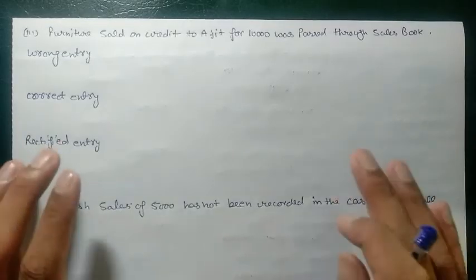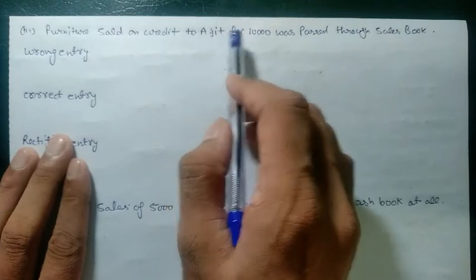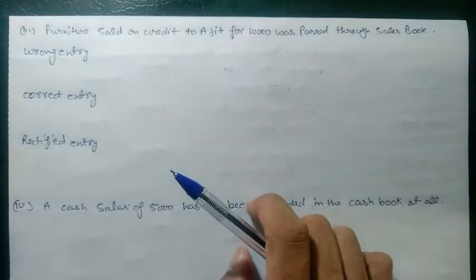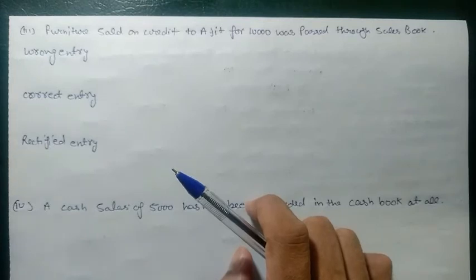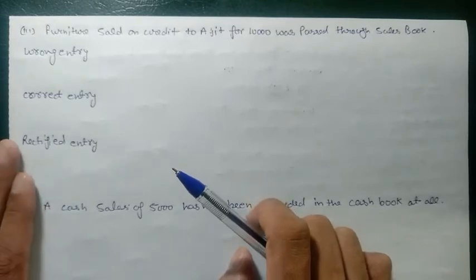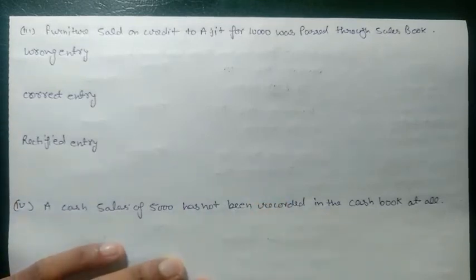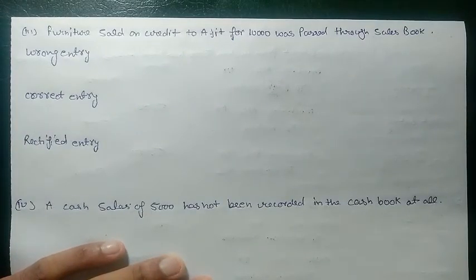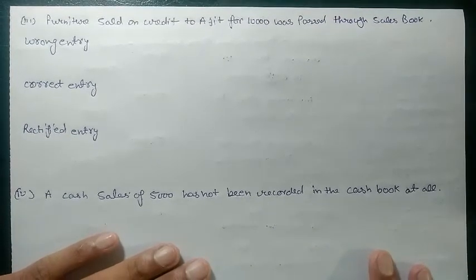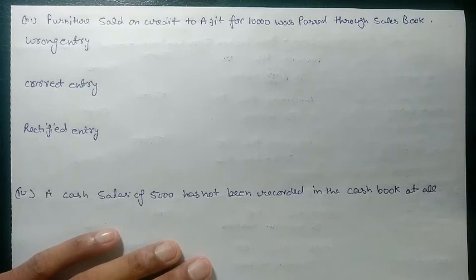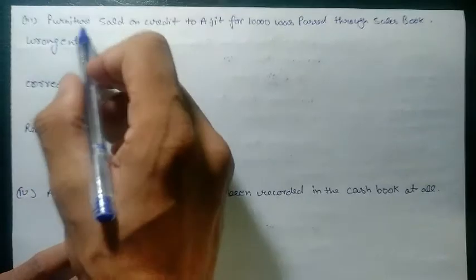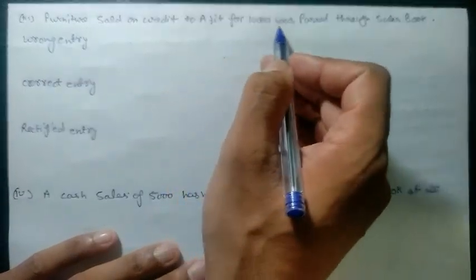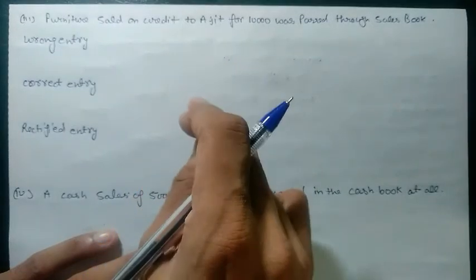After this, we will have another question on the two side error. That is, furniture sold on credit to Ajit for 1000 rupees was passed through the sales book. In this question, you can easily check we have made a wrong entry in the books of account, that is sales account. We sold furniture to Ajit for 1000 rupees. When we have the name of the good or the name of the asset, we use the name of the asset. So first we need to make the correct entry, then we will post the wrong entry, and then we will rectify that. First, the correct entry: furniture sold on credit to Ajit would be Ajit to furniture.